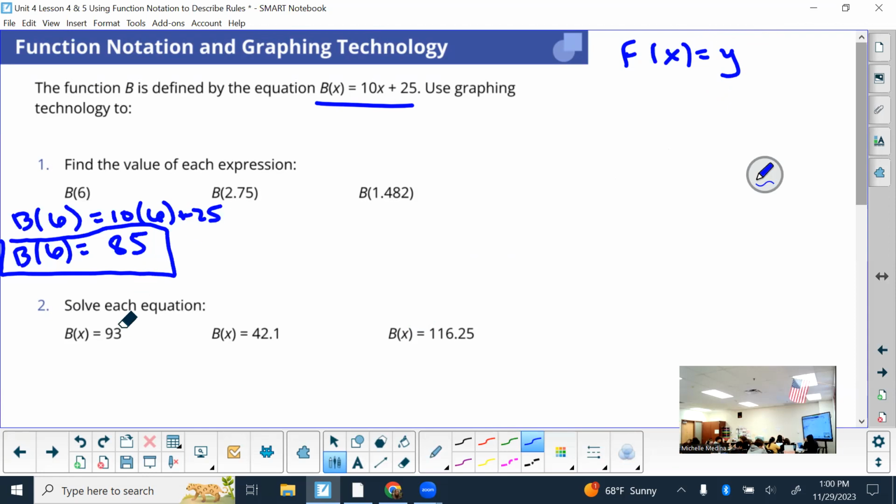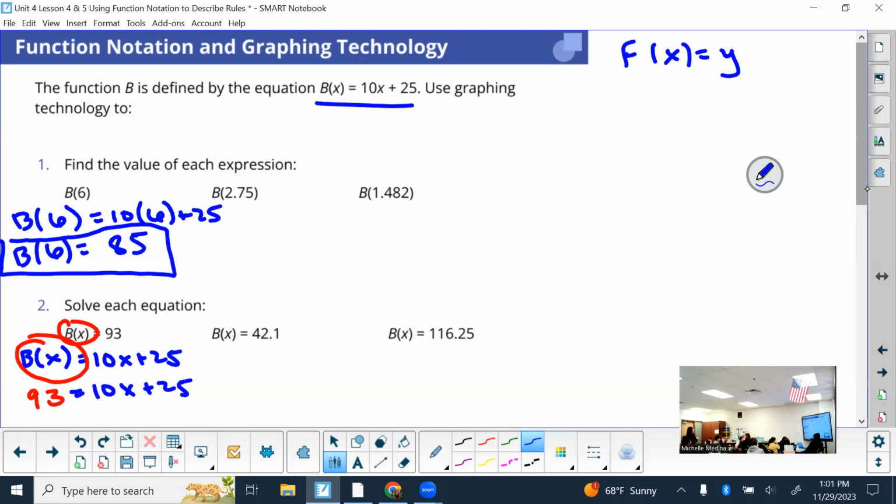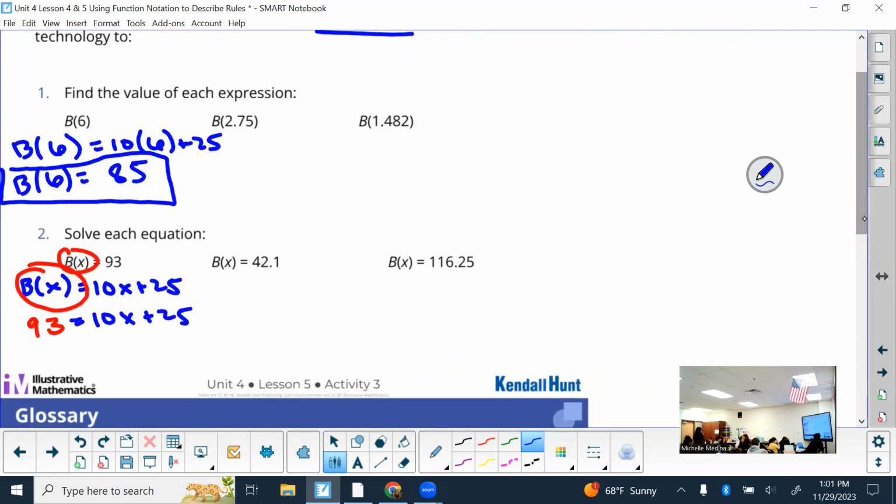So in that case, since 93 is what B of X equals, let me even copy it down here so that you can get the full effect. If B of X equals 93, I need to replace the entire B of X with 93. And then that's going to equal 10x plus 25. And now we're solving for X. Questions on that?